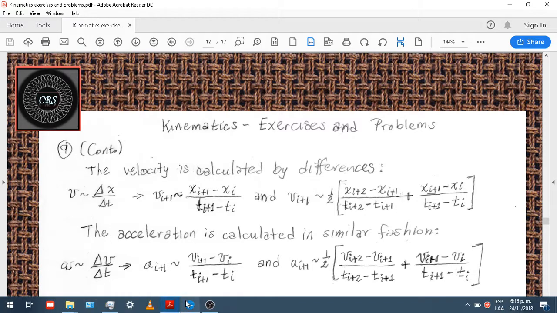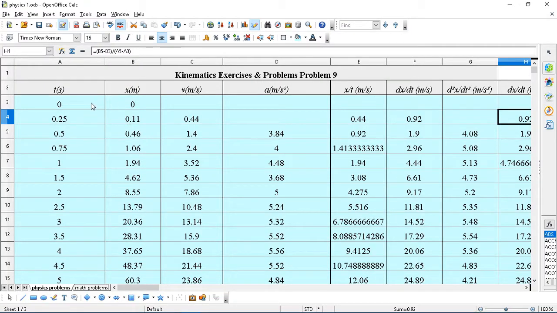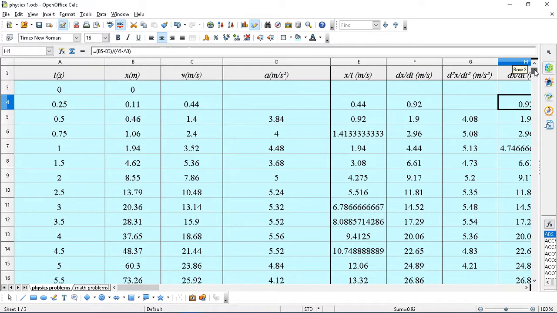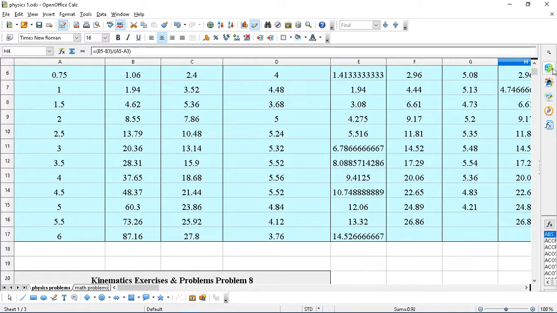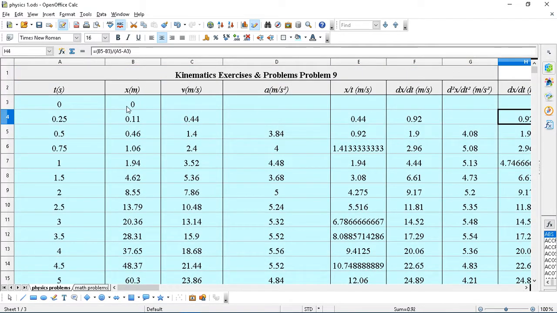Okay, so let's go on to the spreadsheet. Here we have a data table where we have the values of time and position for the motion of a particle. The values are given from time t equals 0 to time t equals 6 seconds. And on this column we have the values for the position of the particle in meters.